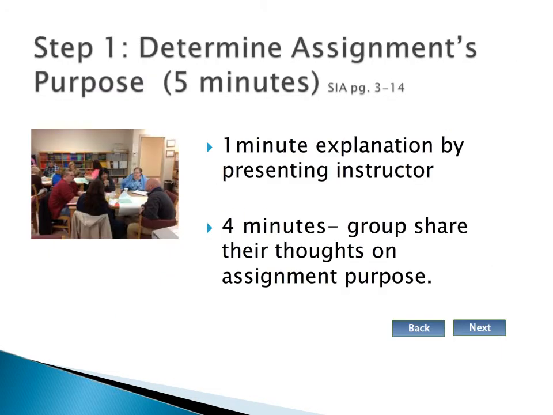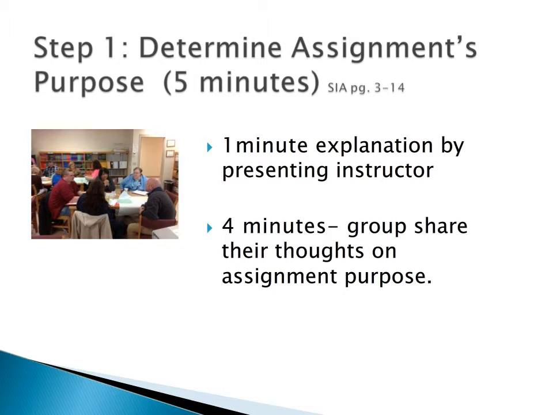Step 1, determine the assignment's purpose. The presenting instructor is going to take 1 minute to describe the assignment, not what is taught. If the instructor has to do more to explain the assignment to the team, chances are its purpose or instructions are not clear. After briefly introducing the assignment, open the discussion to the other instructors in the group.